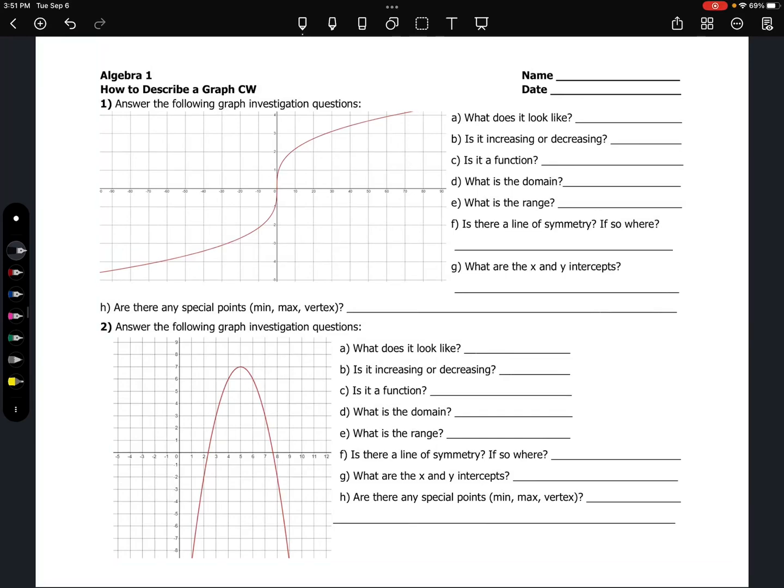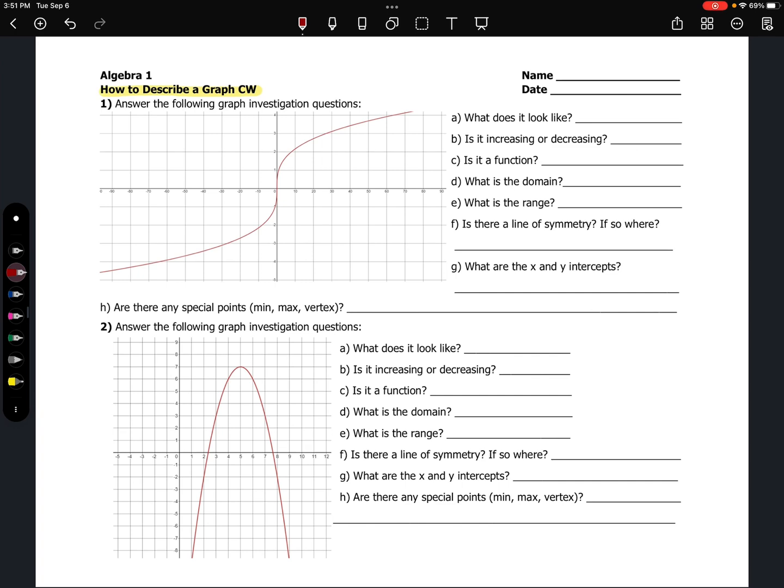All right, today's lesson is on describing graphs. Okay, so it says how to describe a graph. This is in your classwork packet. And so we're just going to start talking about some different ways to express what graphs look like and some of their characteristics. This is really important as we're going through Algebra 1 this year. So I want to make sure that we all have some of the same lingo or terminology.